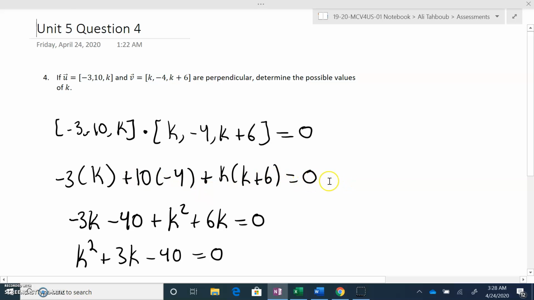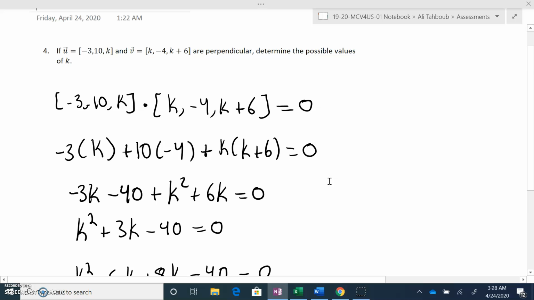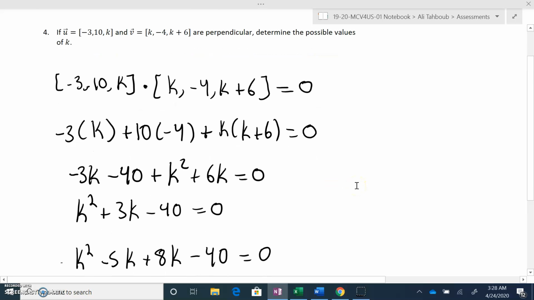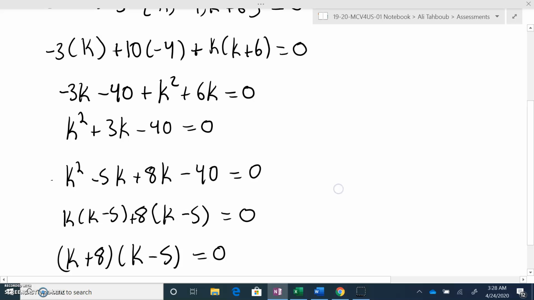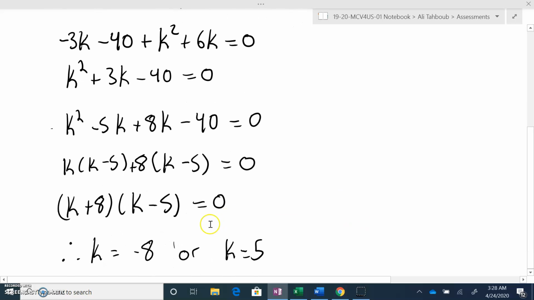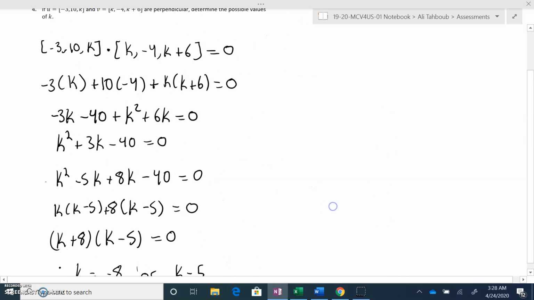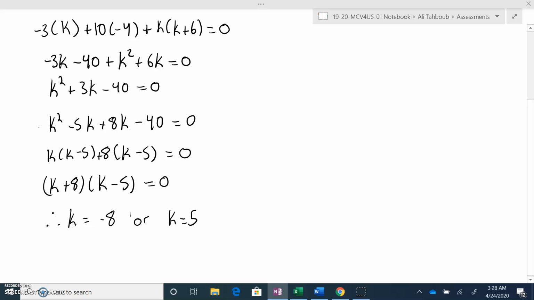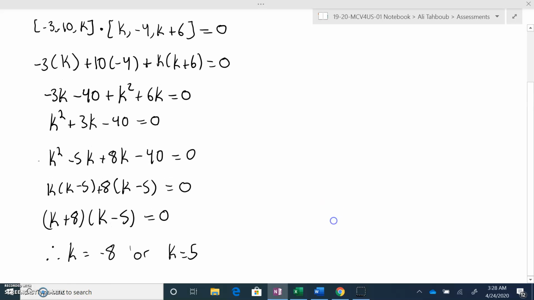So from there on, it was quite easy. You just have to factor it to find the values of k, and that's what I did here. I basically factored it, very simple factoring, and I found out that in the end, k can either equal -8 or k can equal 5, after we factored the equation. And yeah, that's the final answer: k can either be -8 or k can equal 5.